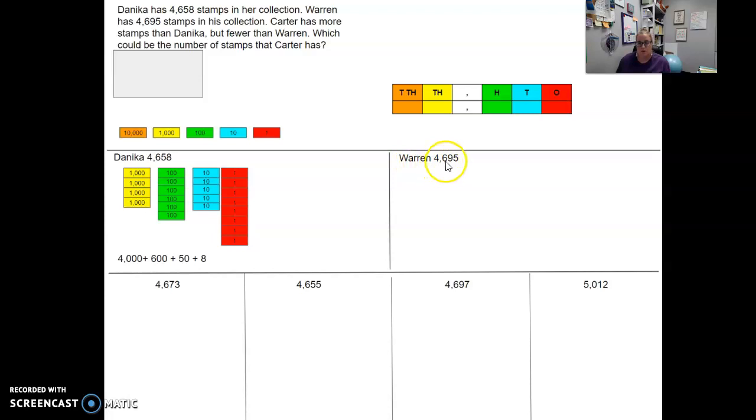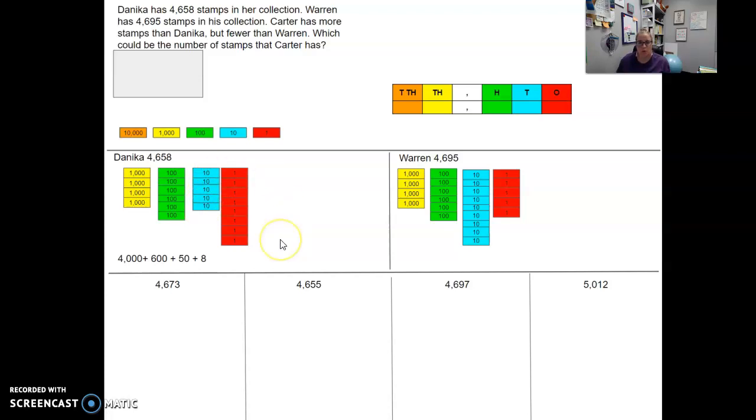Now let's go ahead and model Warren's stamps. So Warren has 4,695 stamps. So he has 4 groups of 1,000, 6 groups of 100, 9 groups of tens, and 5 groups of ones. If you think back to yesterday, when we were just comparing these two numbers, they both have 4,000, they both have 600. Danica has 5 tens and Warren has 9 tens. So we could say that Danica has fewer stamps than Warren, or we could say that Warren has more stamps than Danica.